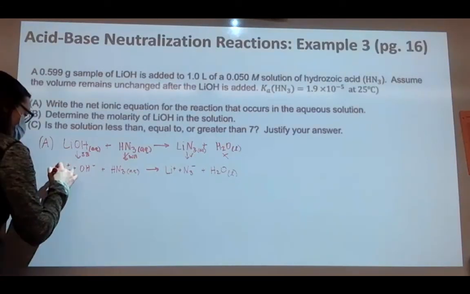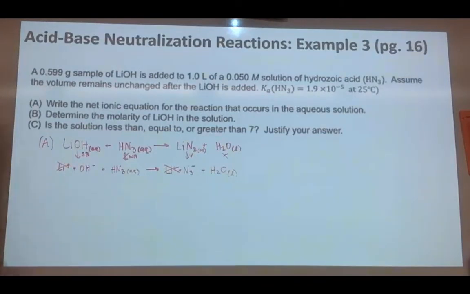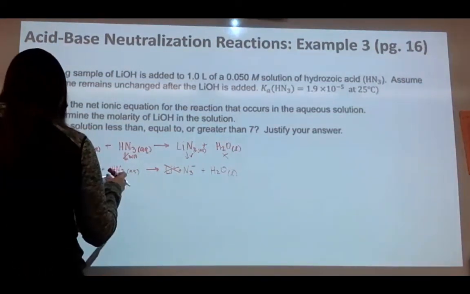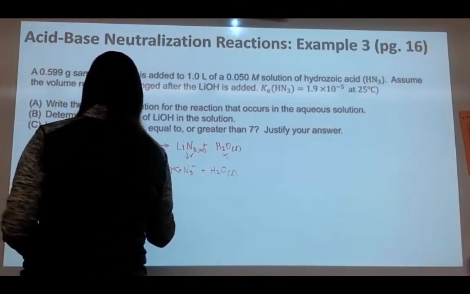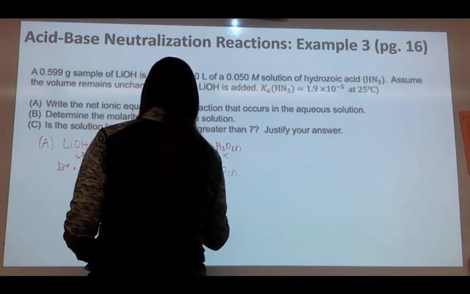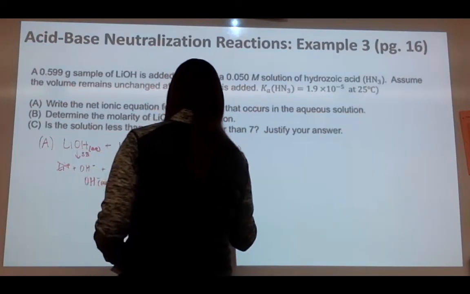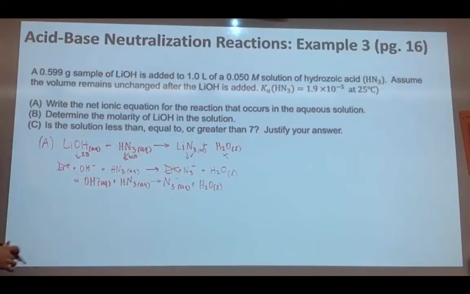Because, notice now, Li plus is a spectator ion. We've been seeing examples like this. So if we rewrite this non-ionic equation, OH minus, which is aqueous, plus HN3, which is aqueous, yields N3 minus, which is aqueous, plus H2O, which is a liquid. There's our non-ionic equation. There's our answer for part A.